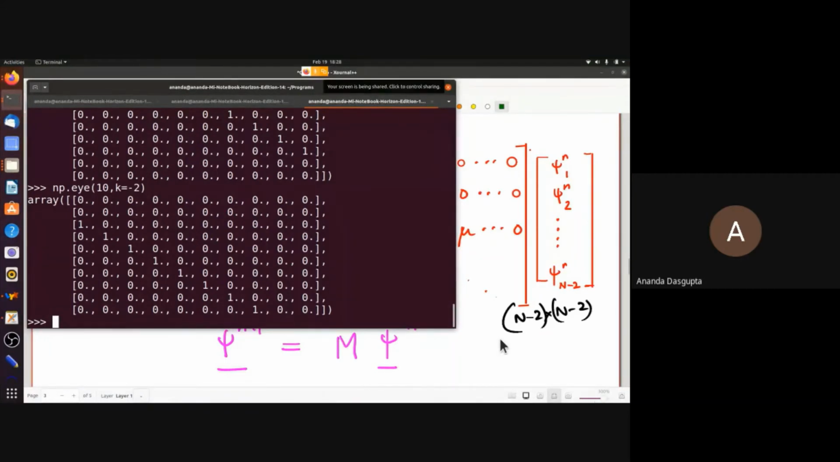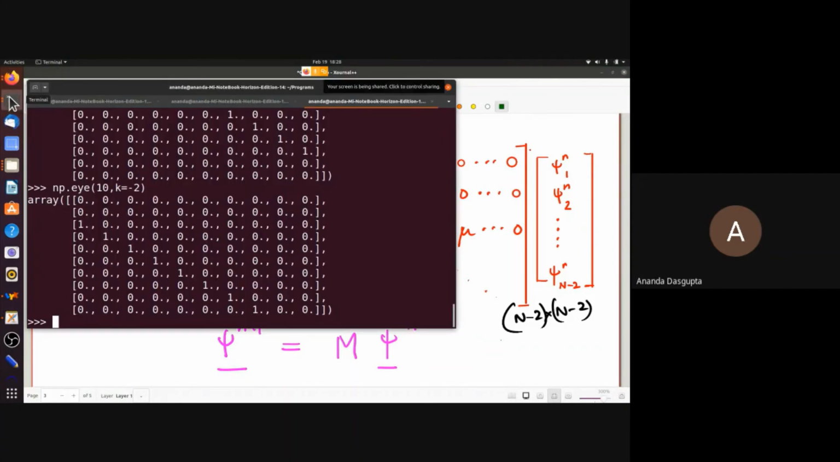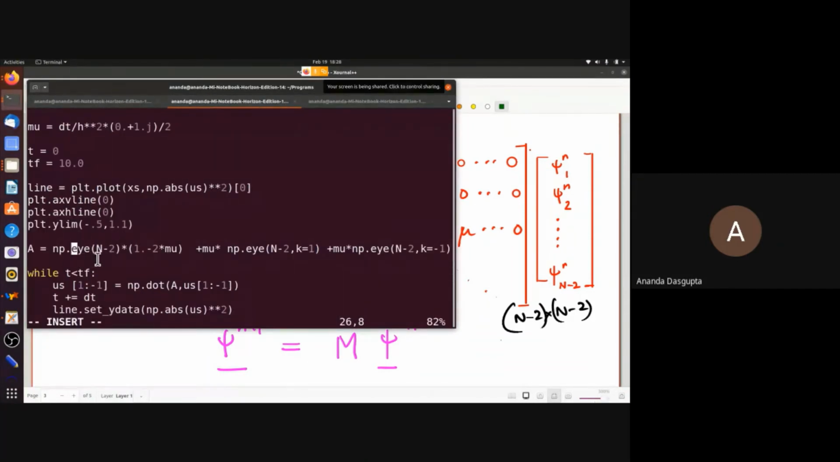So this essentially makes it very easy for us to create this matrix. 1 minus 2 mu along the diagonal, mu along the one above, mu along the one below. So in our program that simply translates to n. What is the dimensionality of this matrix? It has to be n minus 2 dimensional. Remember, only the middle n minus 2, not the 0th, not the last, is being changed. Only those are being updated.